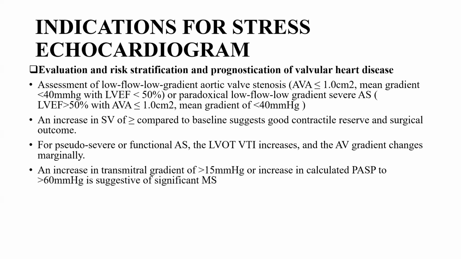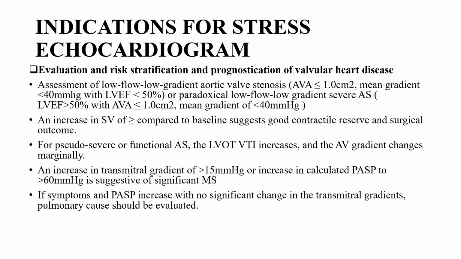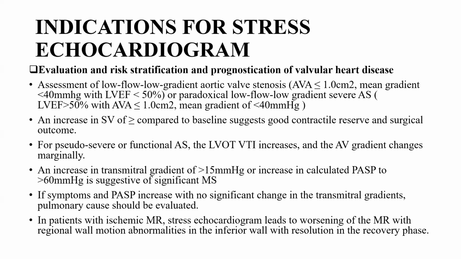Now, for mitral valve, if you have an increase of greater than 15 millimeters of mercury in your transmitral gradients, or an increase in your pulmonary artery systolic pressure to above 60 millimeters of mercury, it is consistent with a significant mitral valve stenosis requiring surgery. Now, if your pulmonary pressures increase, but there's no change in your transmitral gradients, then look for another cause other than your mitral valve stenosis.